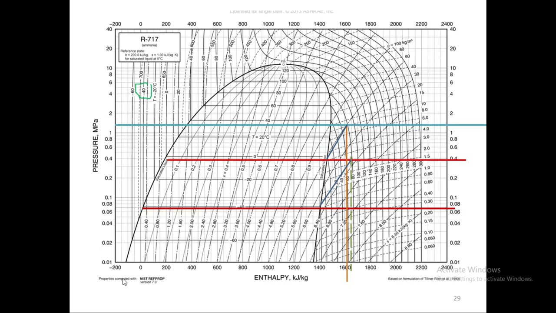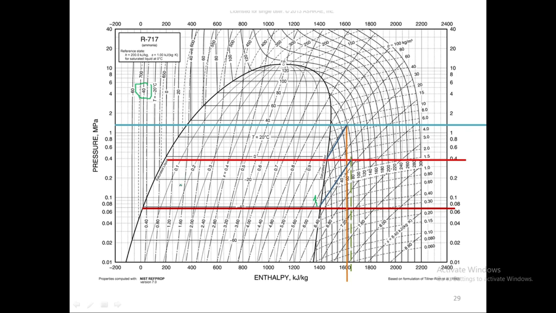Let's switch. So this is my minus 40 degree line, and this is the saturation line. So point one is somewhere here. This is point one. This is the saturation point here. Now, if you look up the entropy value, I can see 6.0 is this line, and this line is 6.4. And our point one is somewhere in the middle of the two.